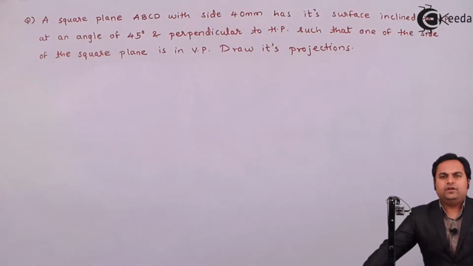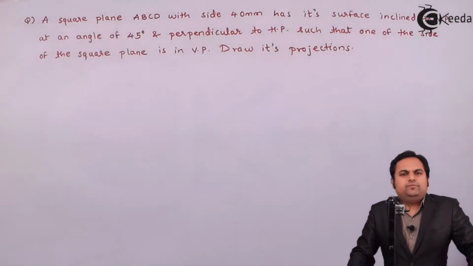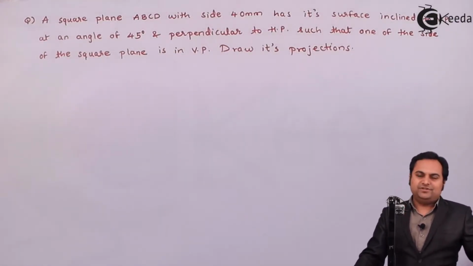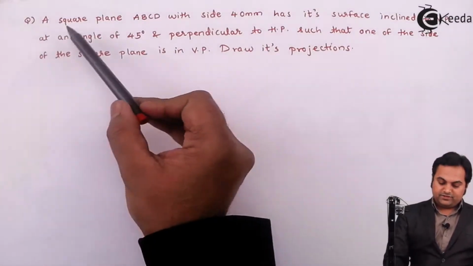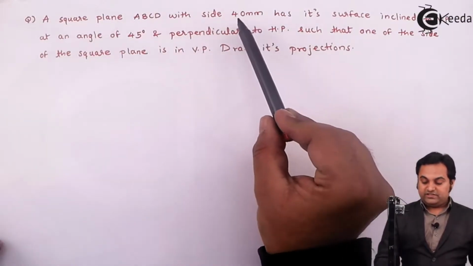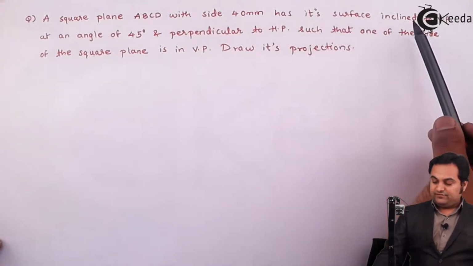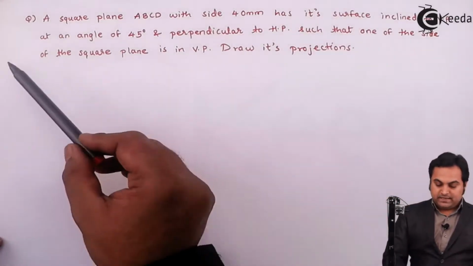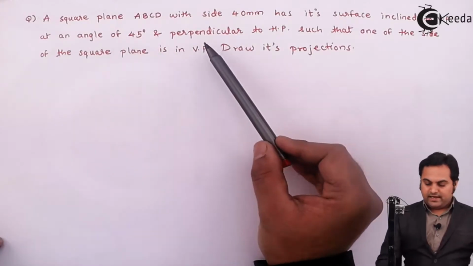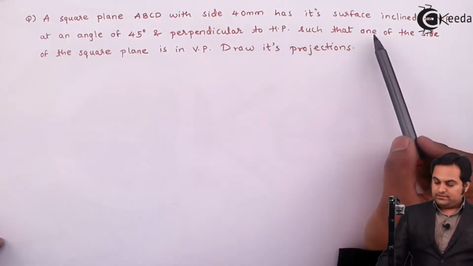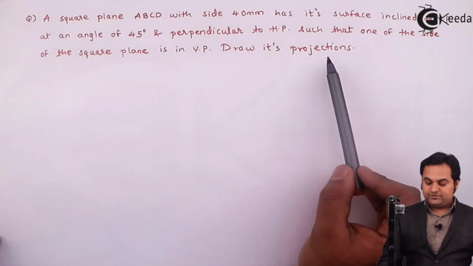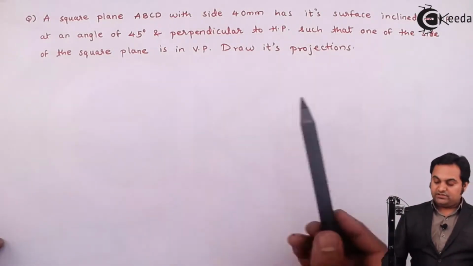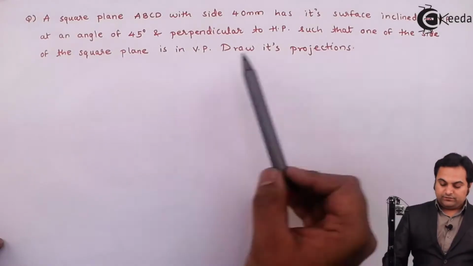In this video, we are going to see a problem on projection of planes. For that, here we have a question. It is given that a square plane ABCD with side 40 mm has its surface inclined to VP at an angle of 45 degree and perpendicular to HP, such that one of the side of the square plane is in VP. Draw its projections.